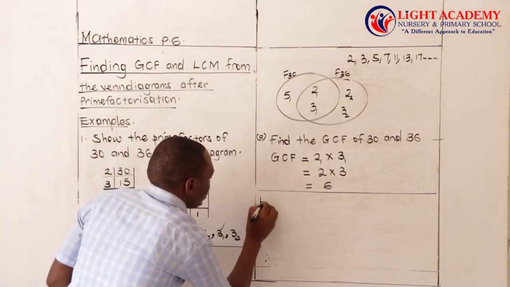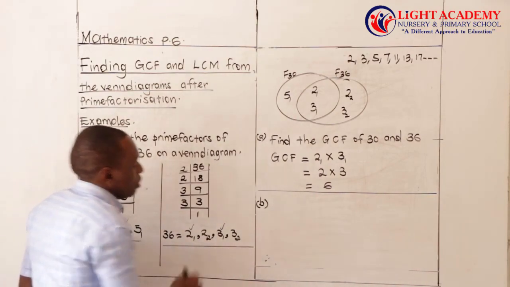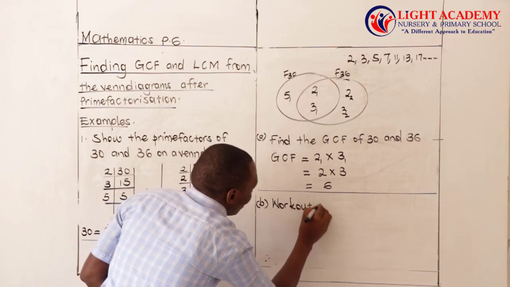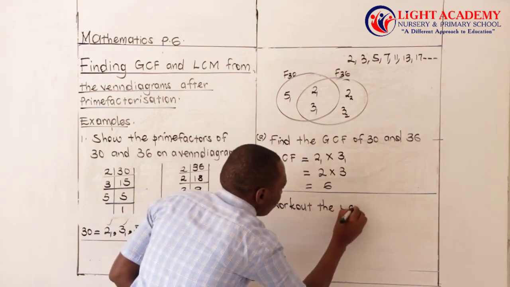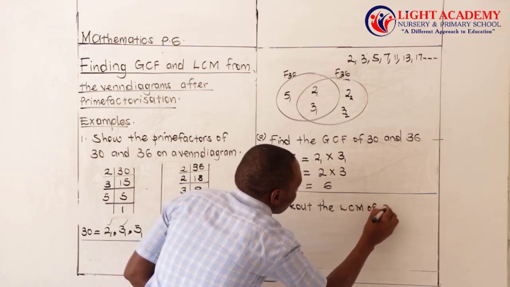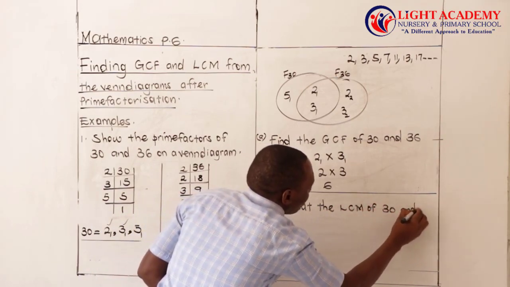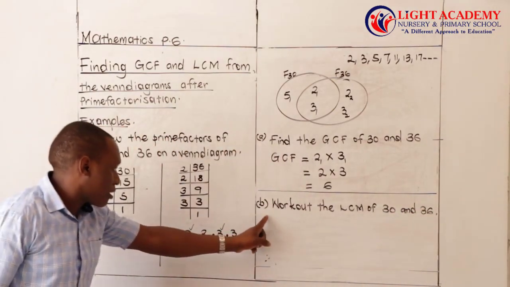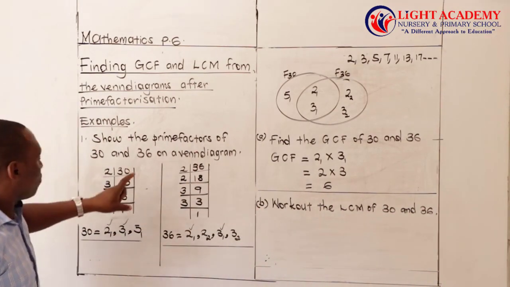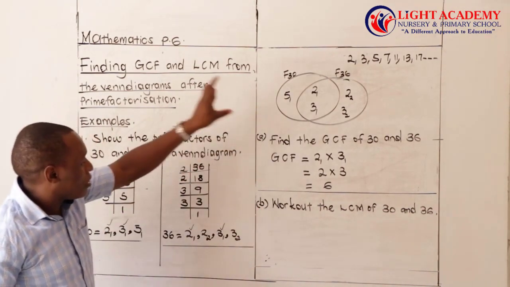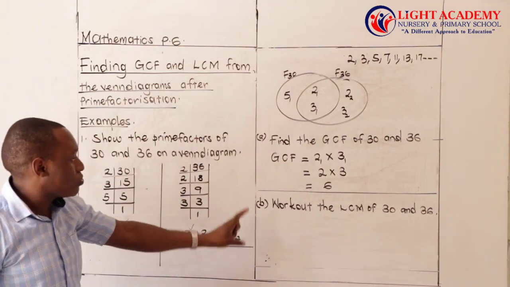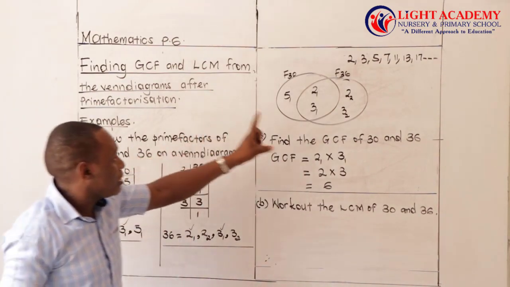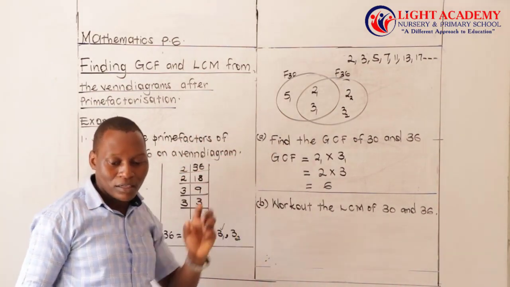The second sub-question, let me call it question part B. They say work out the LCM of 30 and 36. That is the second sub-question of the major question. Using this Venn diagram, this part of the question says work out the LCM, or the lowest common multiple. They are saying using the Venn diagram.